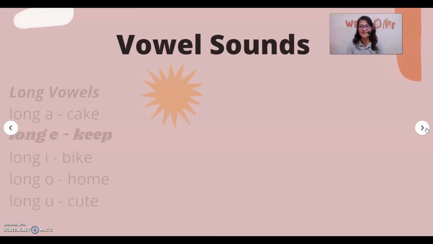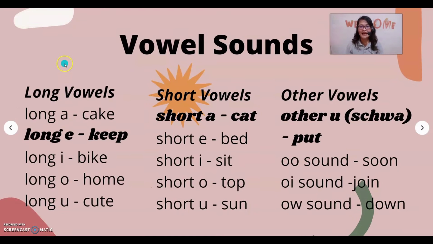Let us start with vowel sounds. I categorized the American vowel sounds into three. We have long vowels, short vowels, and other vowels. For long vowels, these are the long A, as in cake, long E, as in keep. So when you pronounce this, you have to smile. Make sure that your lips are wide open and smile. Keep.